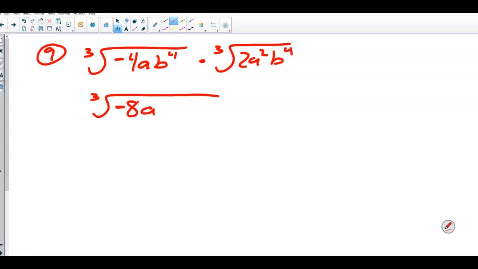A times a squared is a cubed. B to the 4th times b to the 4th is b to the 8th. The cube root of negative 8 is negative 2. 3 divided by 3 is 1, so a to the 1st power. 8 divided by 3 is 2, so b squared. Radical b squared.